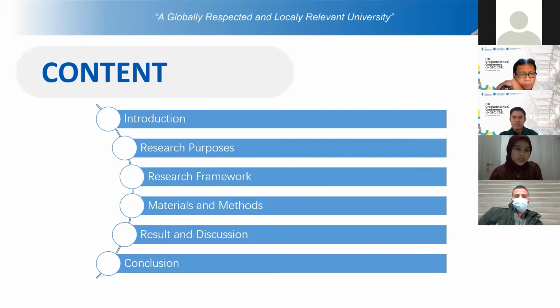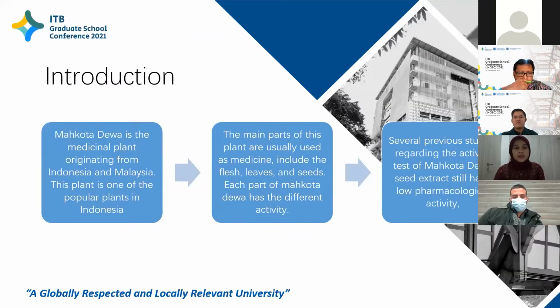Okay, this is the content of this PPT. First, I will introduce the introduction and research purposes, research framework, and materials and methods. After that, results and discussion, and after that, conclusion. Mahkota Dewa is a medicinal plant originating from Indonesia and Malaysia. This plant is one of the popular plants in Indonesia. The main parts of this plant usually used as medicine include the flesh, leaves, and seeds. Each part of Mahkota Dewa has a different activity. Several previous studies regarding the activity test of Mahkota Dewa seed extracts show still low pharmacological activity.